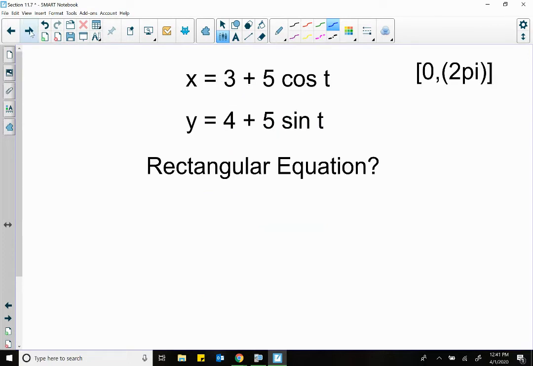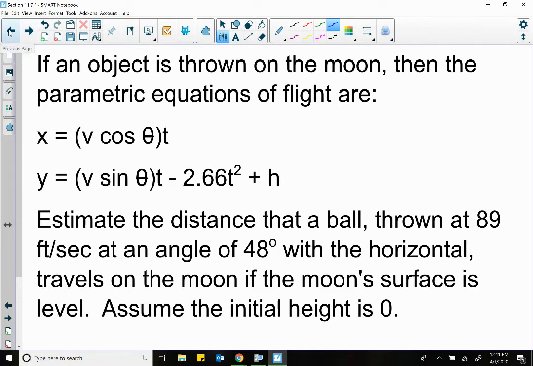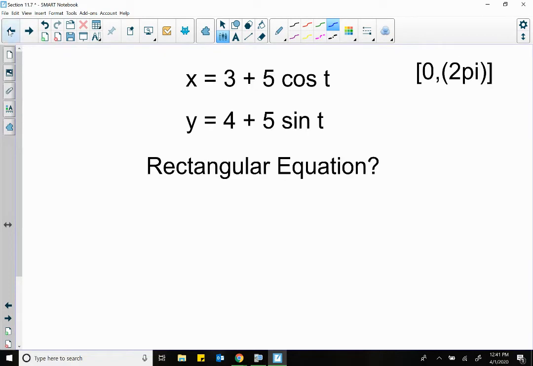All right, I think this is my, nope. I got 2 more, and then we have one word problem that we have to deal with, and that's what 11.7 is going to be like.